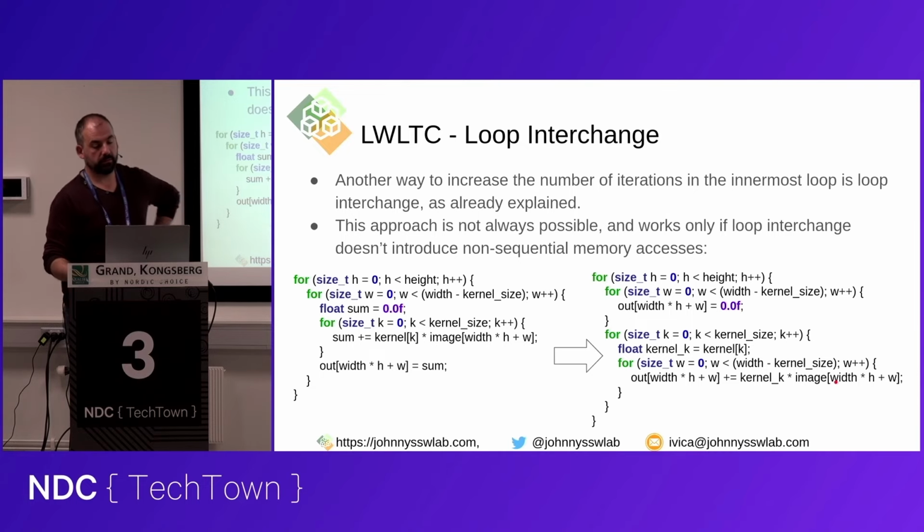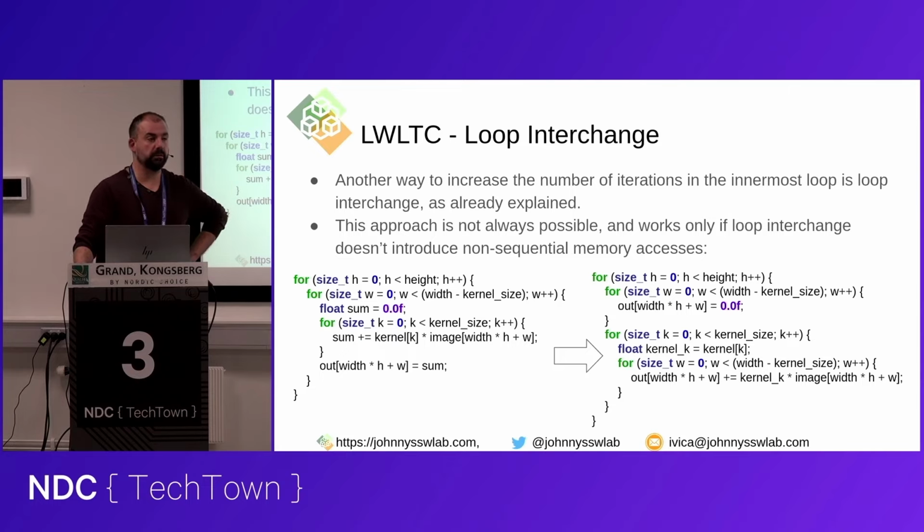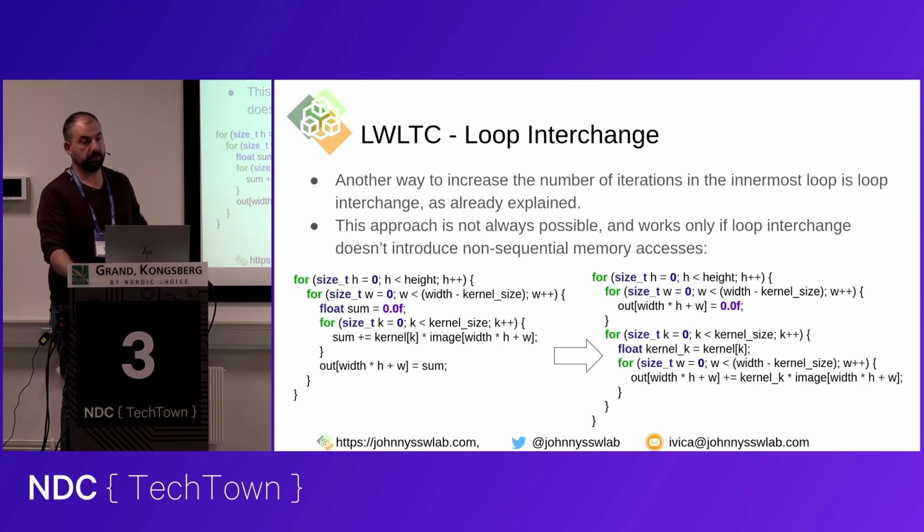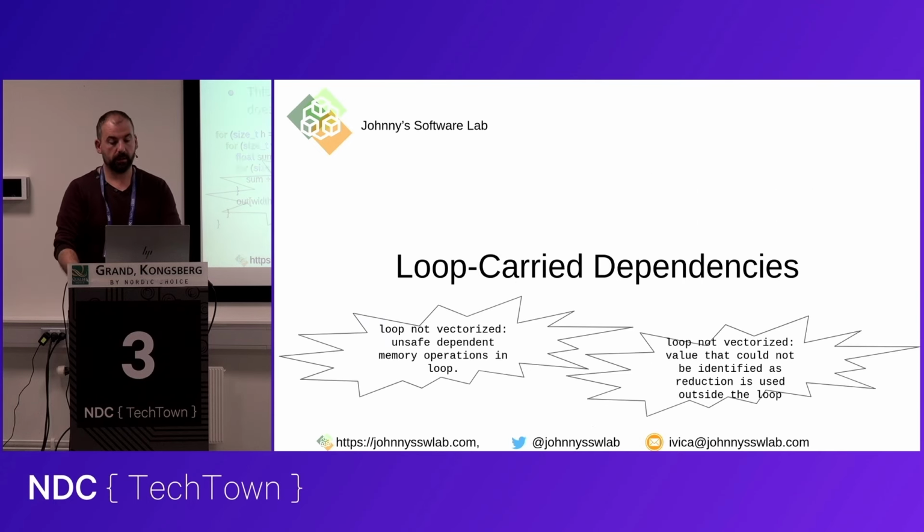With regards to low trip count, this is what you can do for the compiler. There aren't any other things that you can do for the compiler, but if you do manual vectorization, there are things you can use to vectorize loops with low trip count. Any questions?